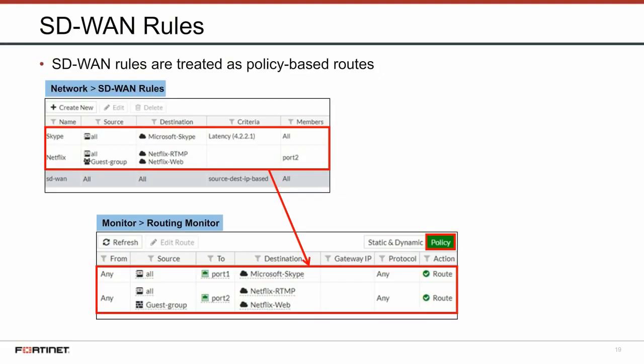Similar to ISDB routes, SD-WAN rules function as policy routes. They take precedence over any other routes in the routing table.